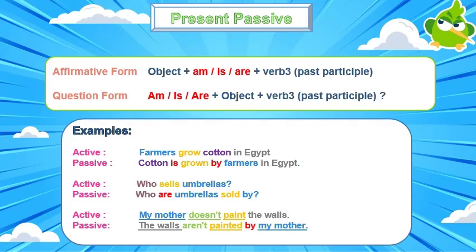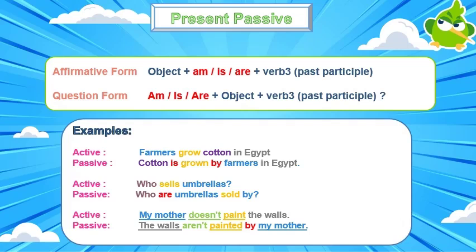Let's see number 3. My mother doesn't paint the walls. This is a sentence in the present simple. I want to change it to the passive. I will start with the object, the walls. So: the walls aren't painted by my mother. We take "doesn't" and put instead of it "aren't", because the walls is plural. And I continue with the words of the sentence as it is in the rule.